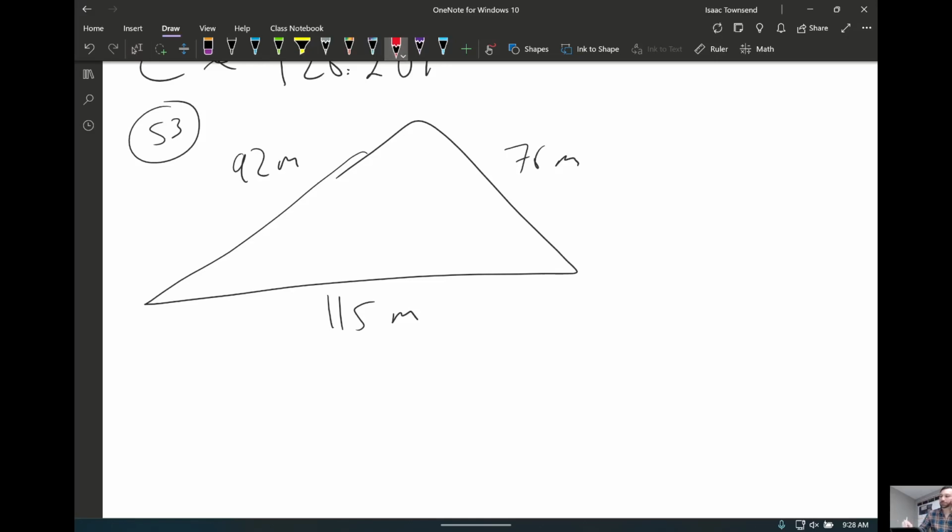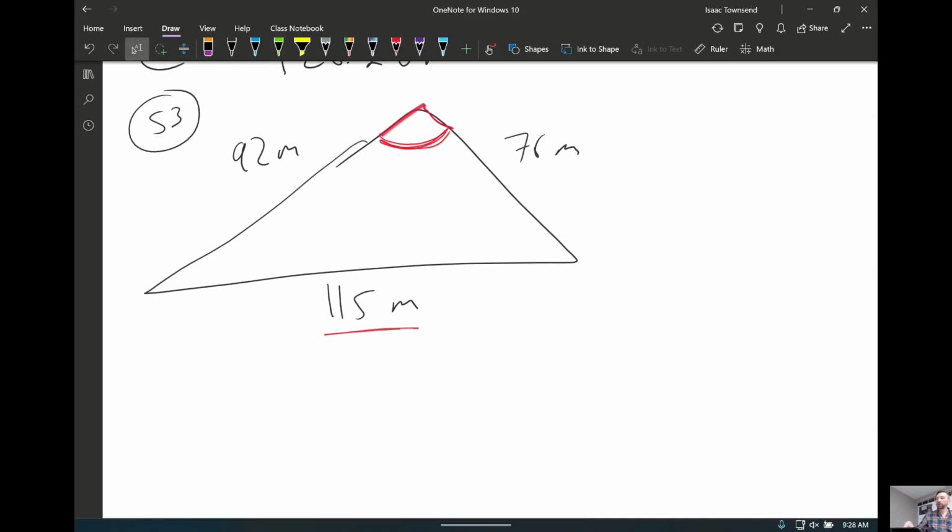Okay, if they're calling this the frontage, I'm assuming they're going to talk about this angle for the frontage. I'm not 100% sure on that, so I'll have to double check the answer as we finish. Notice they didn't call things A, B, C, so if it helps you, feel free to make them up yourself.